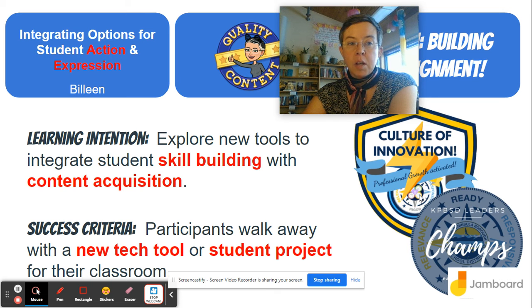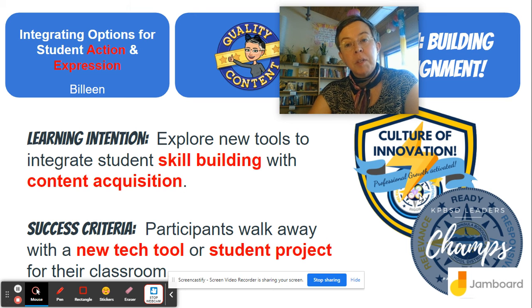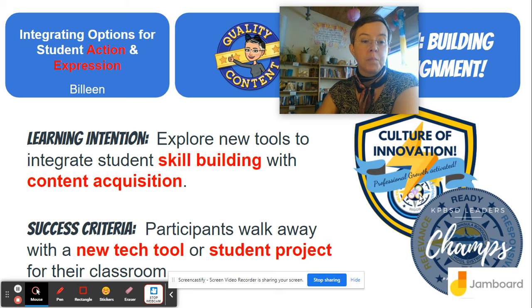I am here to talk about action and expression, which is a concept from Universal Design for Learning. This is an idea that helps build skills in students along with content acquisition, and it's something that we should think about because it increases student engagement. It gives kids something to do and something to hang on to while you are teaching them the content that we are mandated to teach them according to the curriculum, and building skills for them so that they can go on to take their learning and make it portable, which is outside of the classroom.